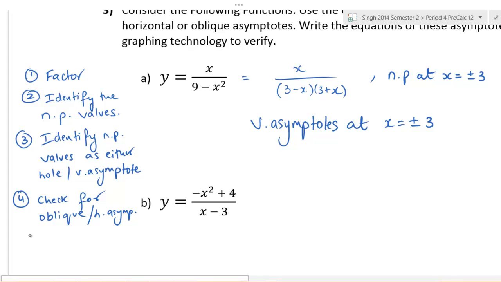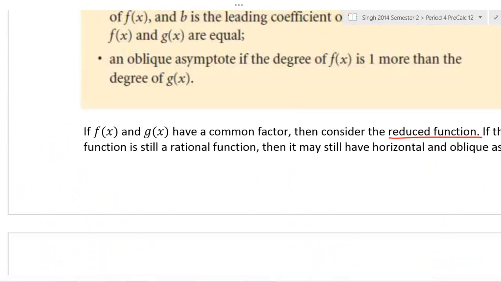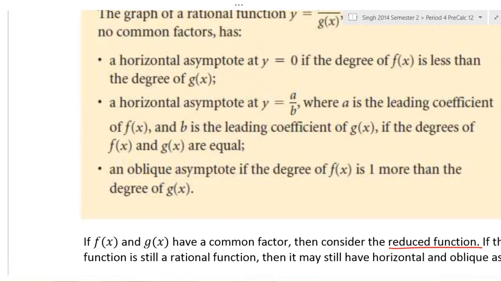Now, one of the things I want to point out to you is, notice I mentioned oblique or horizontal asymptote. The criteria for oblique asymptote is that the top part f of x has to be one more than the bottom part. Top is one more than the bottom. The criteria for horizontal is top and bottom are equal, or top is less than the bottom. So can we have both horizontal and oblique at the same time?